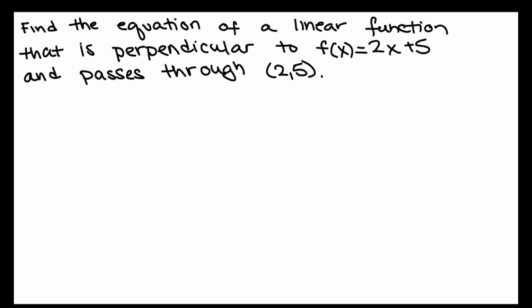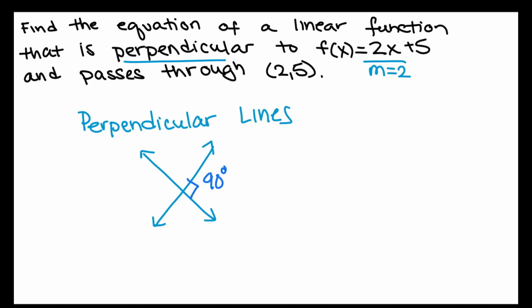Okay, my next example says find the equation of a linear function that is perpendicular to f of x equals 2x plus 5 and passes through the point (2, 5). So first, I'm going to define perpendicular. Perpendicular lines are lines that cross at a right angle or a 90-degree angle.